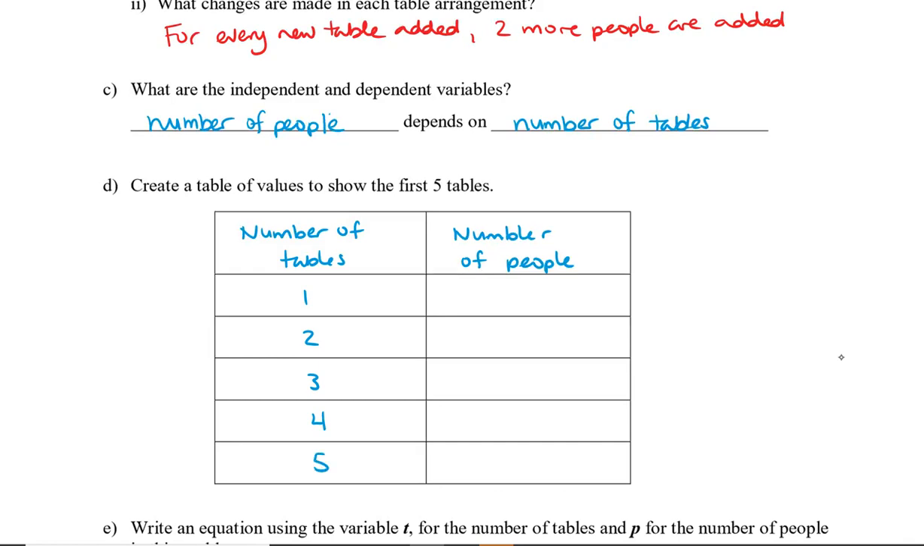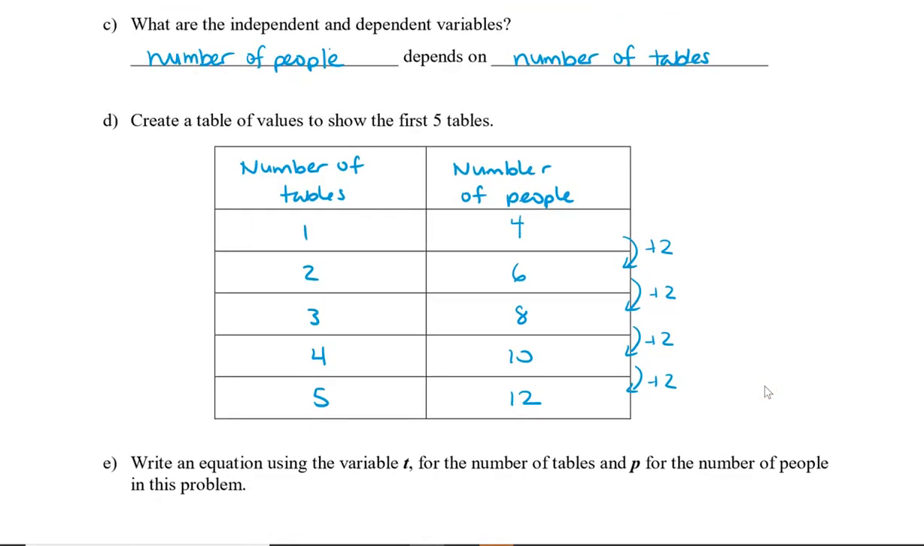And then in one table, we can see that we start off with 4 people. And then every time we add a table, we're going to add 2 people. So plus 2, plus 2, plus 2, and then plus 2. All right, so let's finish off by writing an equation using the variable t for the number of tables. So I'll put that also in my chart. And p for the number of people in this problem.